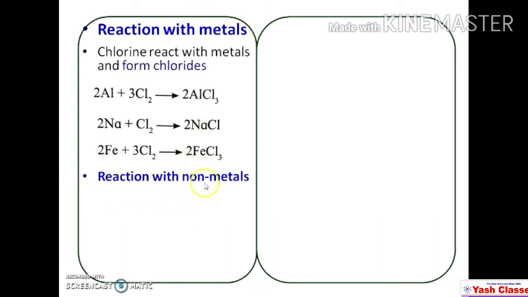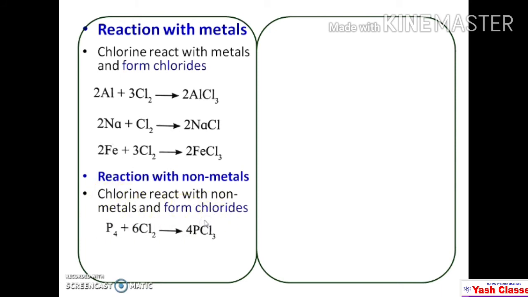Chlorine also reacts with nonmetals and there is a formation of chlorides. So the next point is reaction with nonmetals. It forms chlorides. For example, phosphorus reacts with chlorine, and there is a formation of phosphorus trichloride. Similarly, sulfur reacts with chlorine. Phosphorus and sulfur are nonmetals.